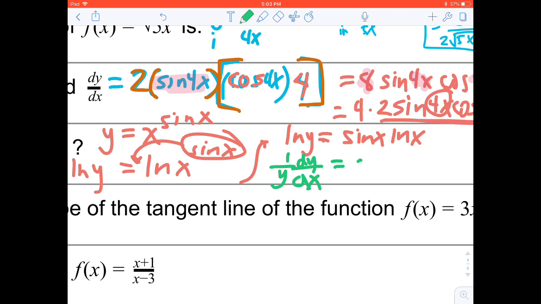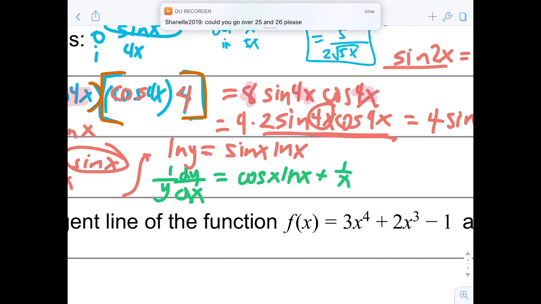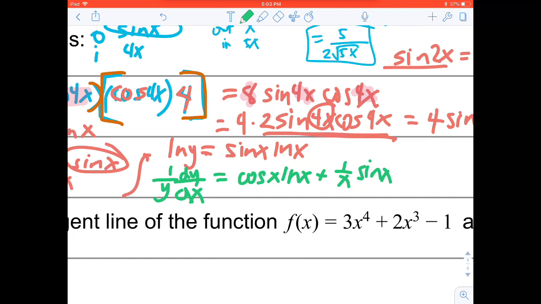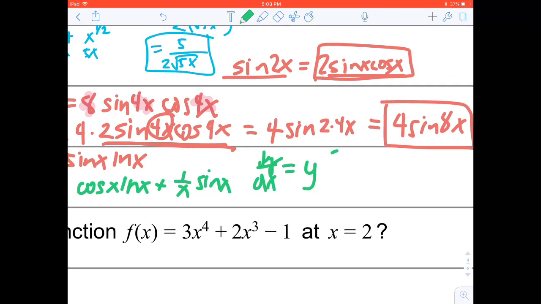So derivative of the first will be cosine x times the second, plus derivative of the second times the first. And that is our product rule there. Now the next thing that I'm going to do is I need to solve for dy dx, so I'm going to multiply by y to both sides. And I get dy dx is equal to y times cosine x ln x plus sine x, I can put that in the numerator, over x.